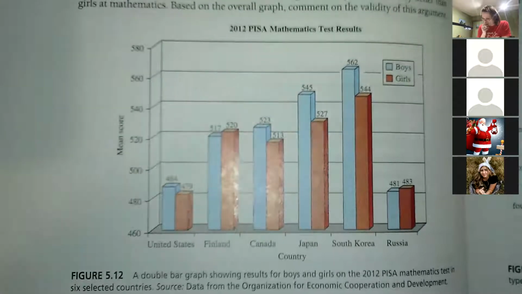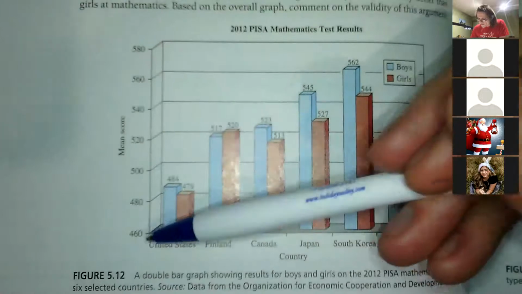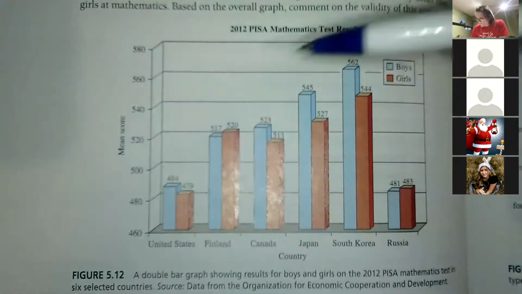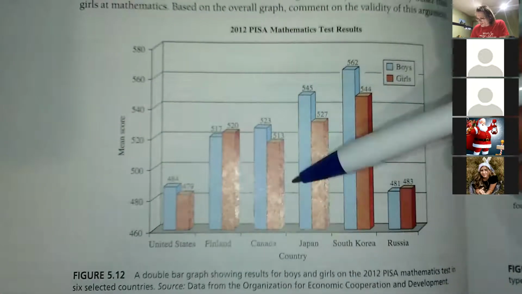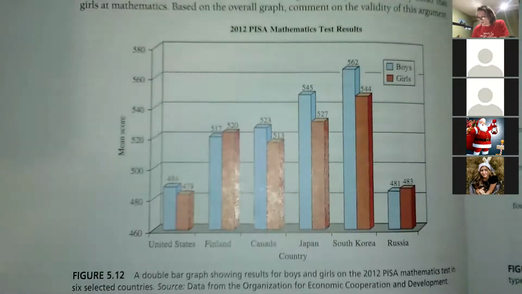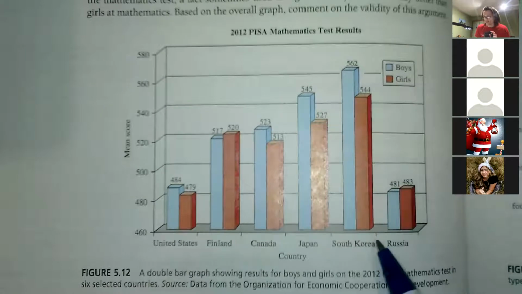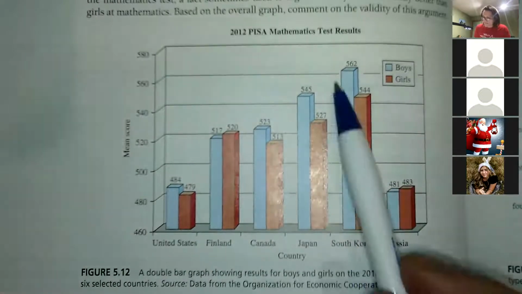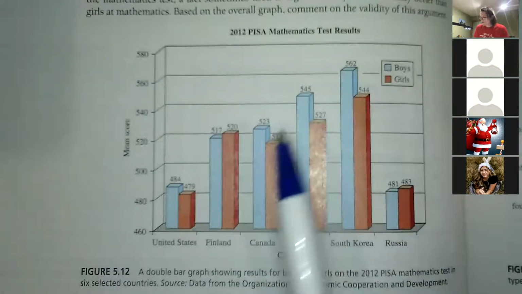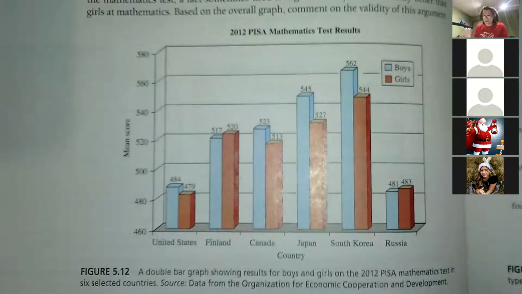And the mean score, you have some numbers. I don't know what they represent here. And then you have each country. So if I asked you South Korea's test results for boys, you just go to South Korea and find that one. So this was not too bad. Again, infinite variations.